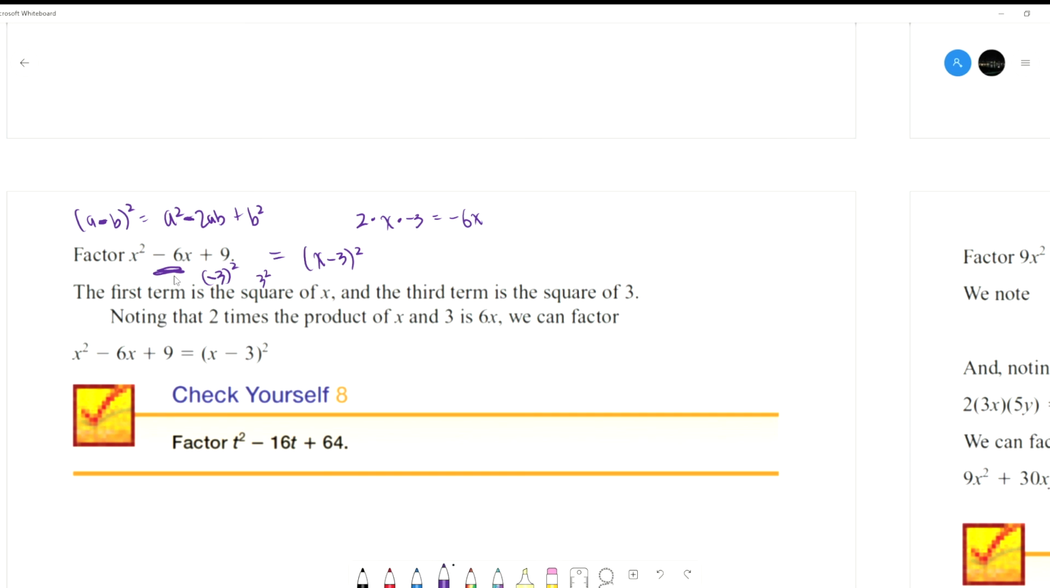So let's take a look at check yourself 8. The first factor is t, and the second factor is 8 squared. So t squared, 8 squared. The middle term is minus 16t. So if we check, we're going to do the minus out here this time: minus 2 times t times 8. That's negative 16t. So this is actually a perfect square trinomial. This will factor to what? t, and then minus the second. I'm hoping this makes sense to everyone. If you have a question, please ask in chat.